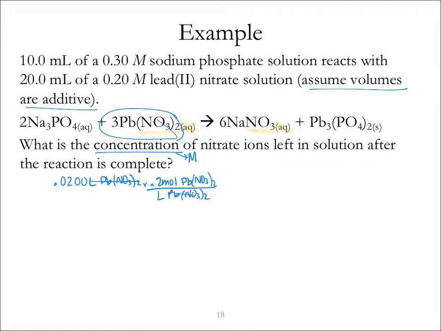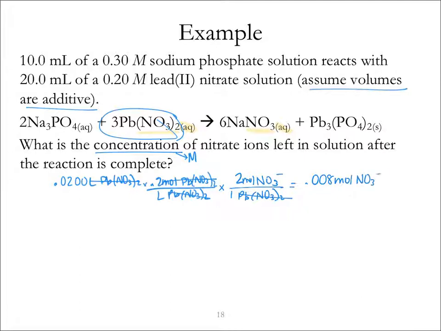So now we have moles of lead(II) nitrate. Now all we have to do here is see how many moles of nitrate are in a mole of lead(II) nitrate, and the only thing we have to do is just count the quantity of nitrate ions in the formula. And there are 2 nitrate ions in the formula for lead(II) nitrate. So now we have the number of moles of nitrate ions present in the solution, which is 0.008 moles.